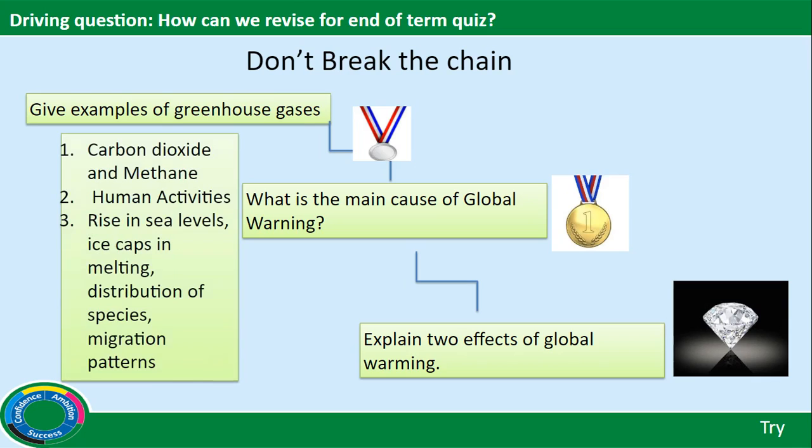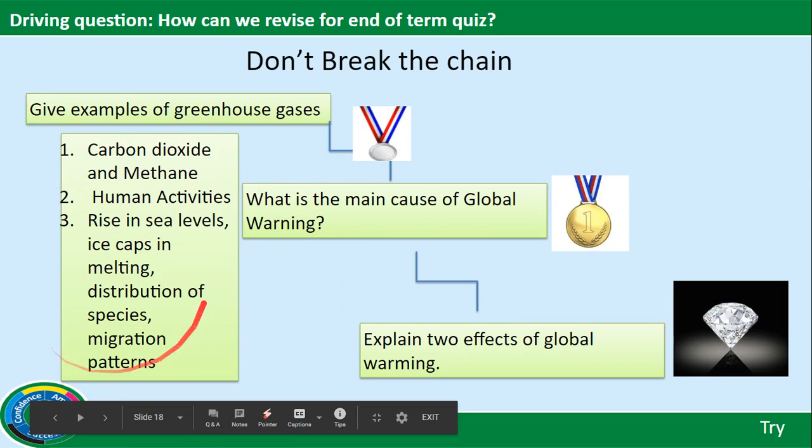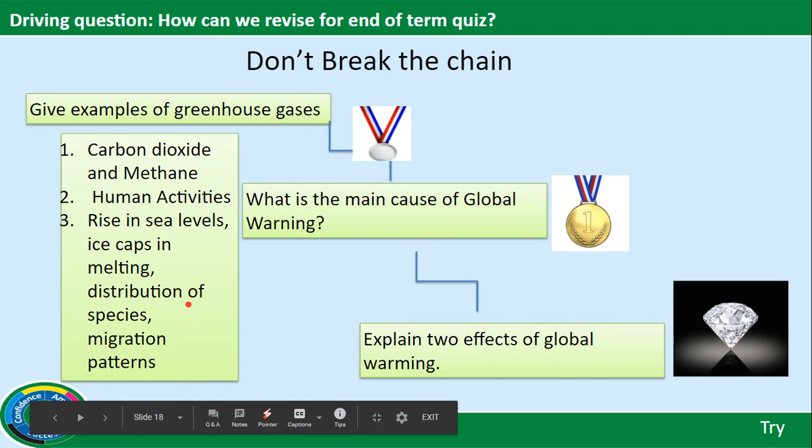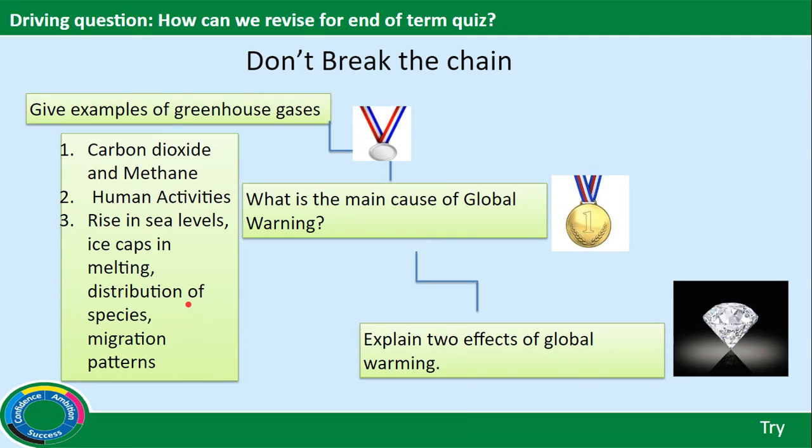Right. Welcome back. Your greenhouse gases could be carbon dioxide, for example, methane. It could be nitrous oxide. Also, number 2 is human activities. That's the main cause. And number 3, I know the answers are a bit jumbled here. I should have made some more space. And lastly, you could have said rise in sea levels, ice caps melting, ice caps in the Arctic melting. The distribution of species can be affected, and also migration patterns.